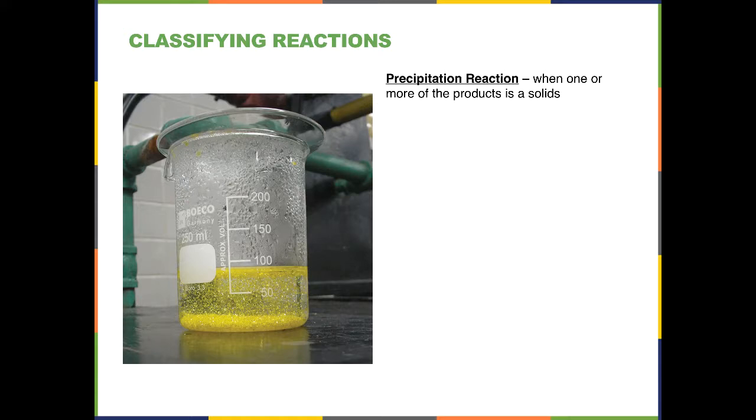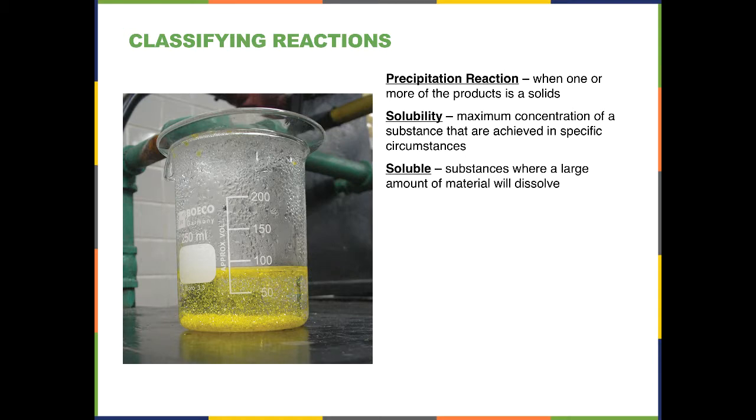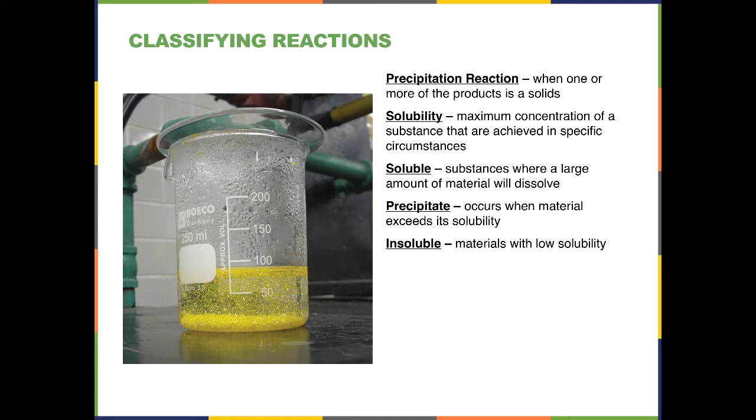The solubility of any substance is equal to the maximum concentration of that substance that can be achieved in any particular set of circumstances. When something is soluble, it means that a large amount of the material will dissolve, a large amount of the solute will dissolve in the solvent. A precipitate occurs only when the solubility is exceeded, and as shown in this case. Something is insoluble or called insoluble when it has a low solubility.